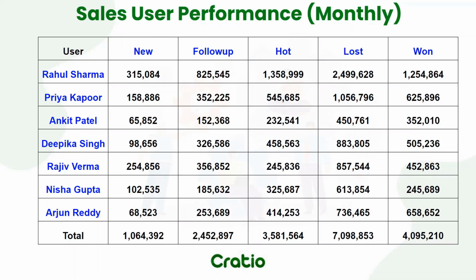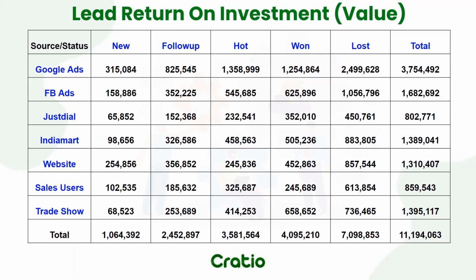Now you have addressed the lead response issue. Second, you have improved your team's communication. After doing these two, you can measure who is giving you business, who has a healthy business pipeline in hand, and which salesperson is giving you more business. Every detail you will get in the monthly sales performance, user performance report. And this is a very important report.